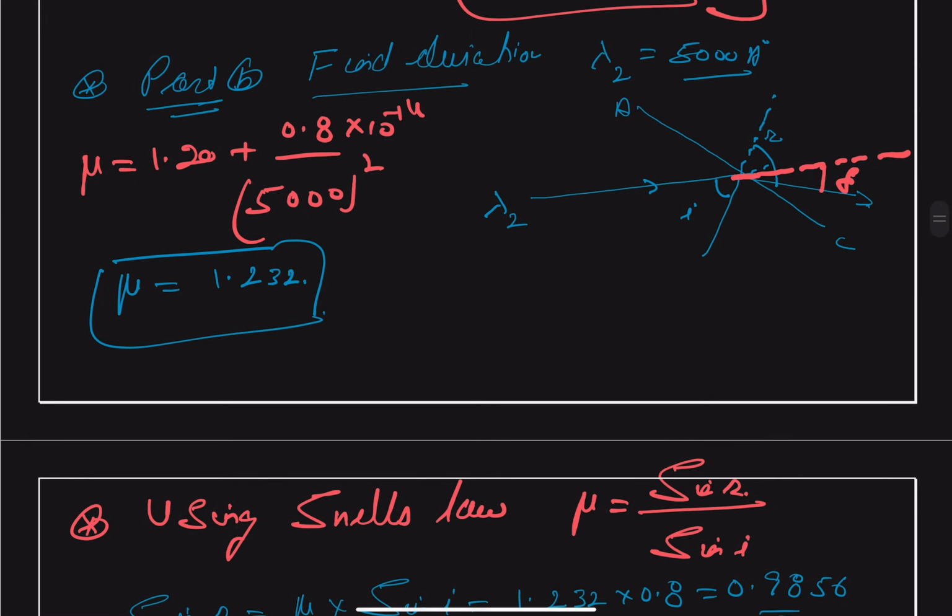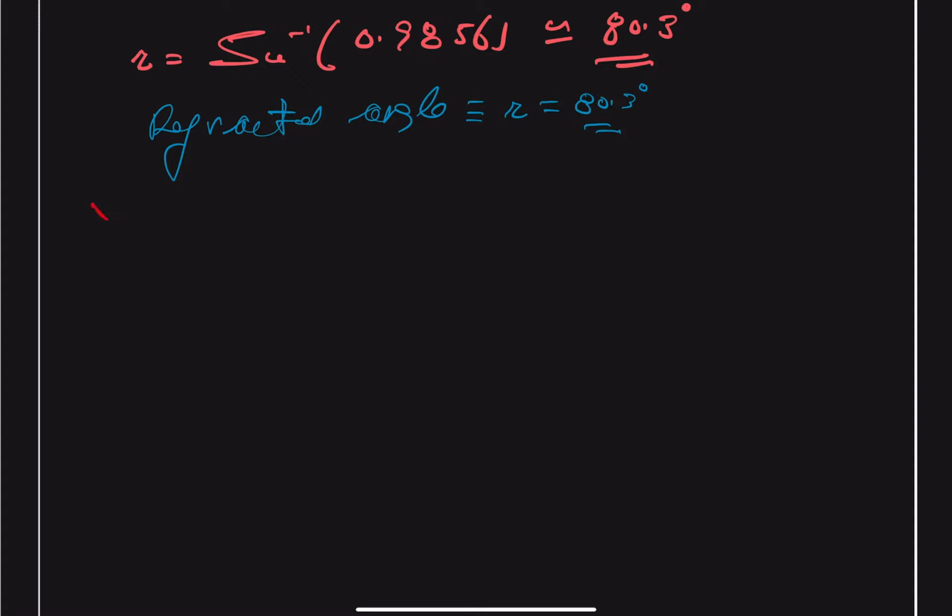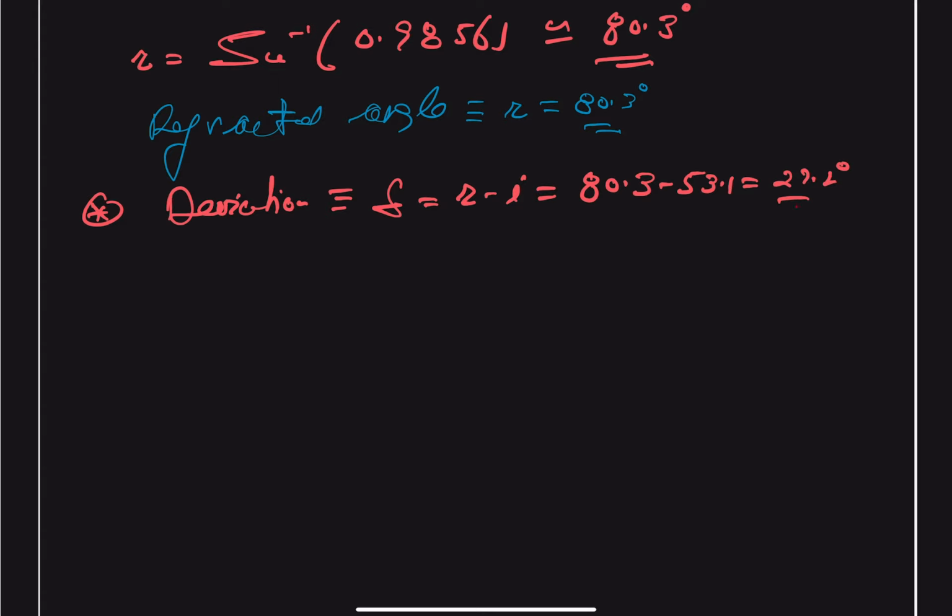So from the figure itself we can see that this angle will be just opposite to I, so this will be I, and this whole angle is our R, so deviation will be equal to R minus I. So deviation, that is delta, is equal to R minus I, and this gives us 80.3 minus 53.1 is equal to 27.2 degrees. And we come to the last part, that is part C.